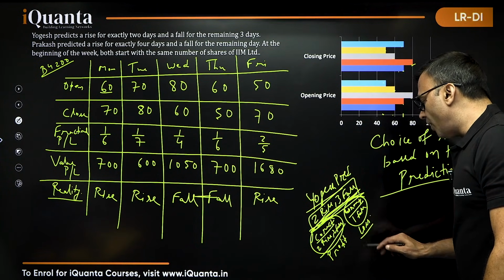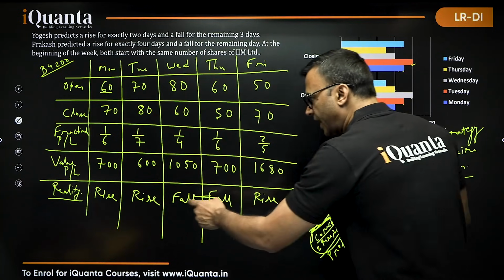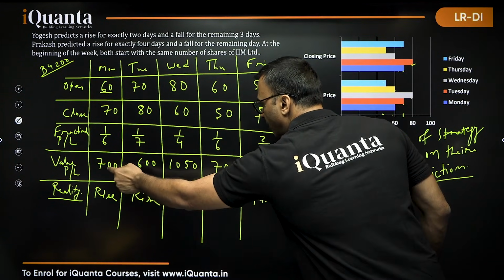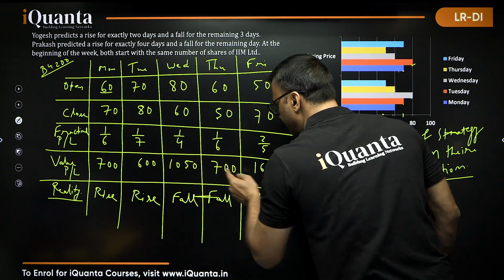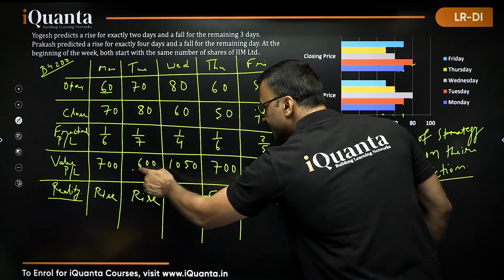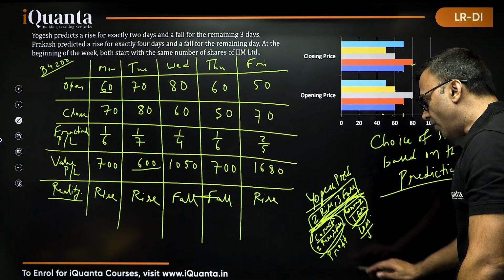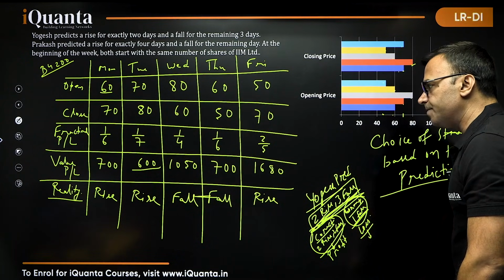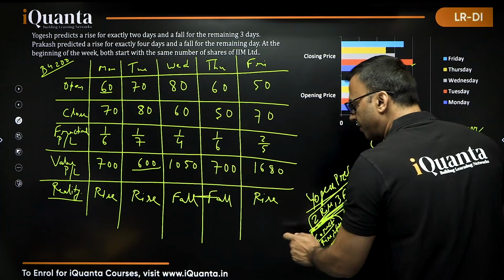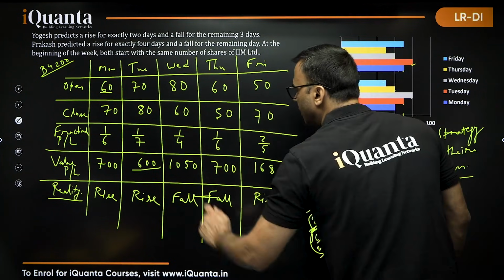So 1 fall, okay. So look at a situation where there is a rise. These are 3 rise values. The profit value or the loss value is 700, 600 and 1680. So which one should I take so that the loss is minimum? Obviously 600. So in all other 4 cases, you should get profit. So 700 profit, 1050 profit, 700 profit, 1680 profit and 600 loss.